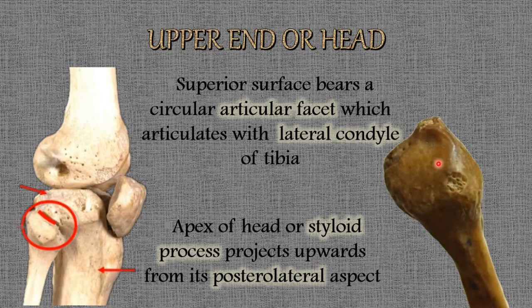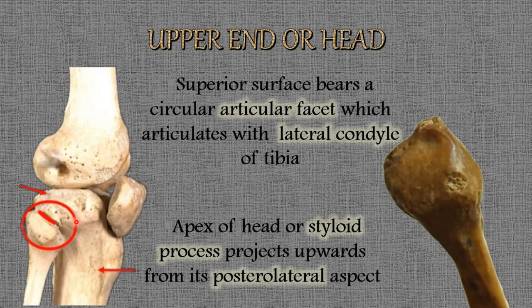The superior surface. This is the superior surface of the fibula, which bears a circular articular facet. As you can see, this is the circular articulating facet on the superior surface of the fibula, and it is lateral for the lateral condyle of the tibia. So this articular facet will articulate with the lateral condyle of the tibia.